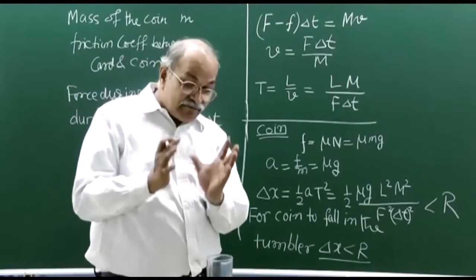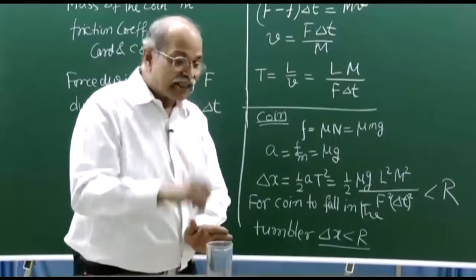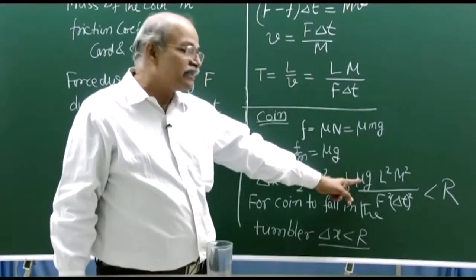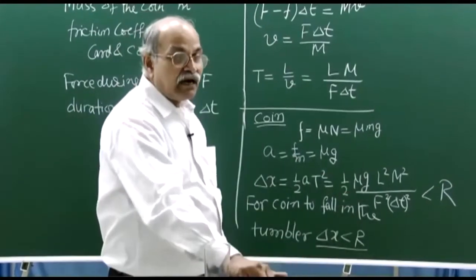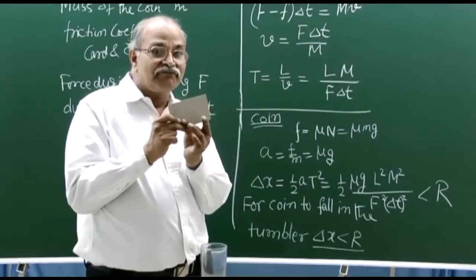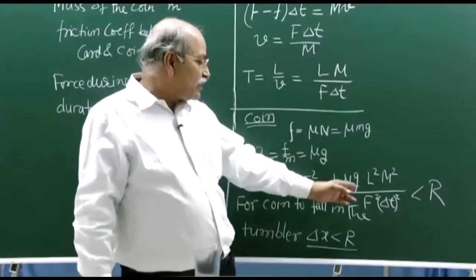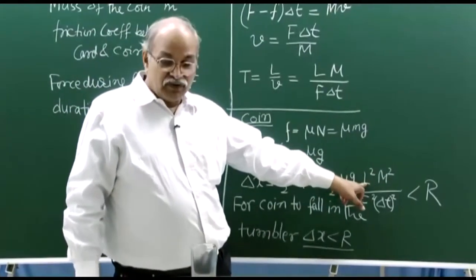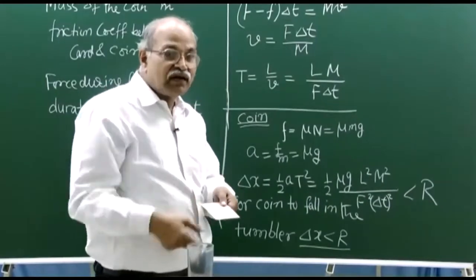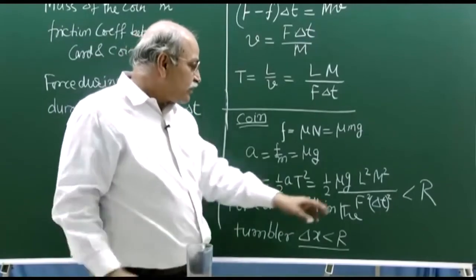So, for a successful demonstration, so that the coin does fall in the tumbler, what should you have? You should have a smaller frictional coefficient. So, the card should have a smoother surface. Smoother the surface, more likely the coin to go into the tumbler. Similarly, this length should be small. You should not take a long card. If you take a long card, then the chances are the coin will fall outside the tumbler.